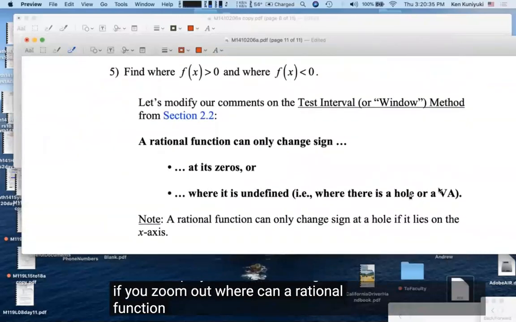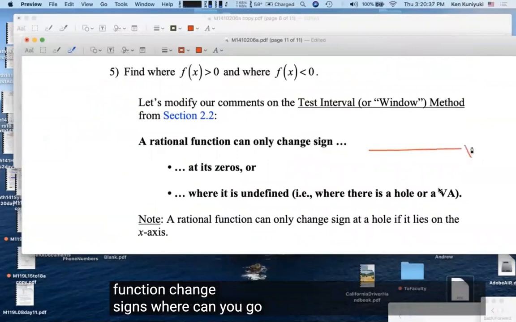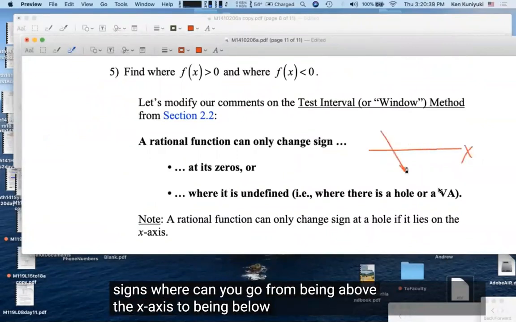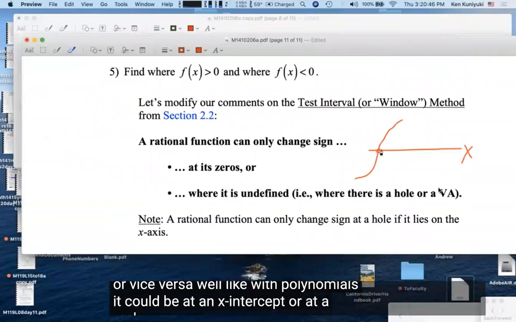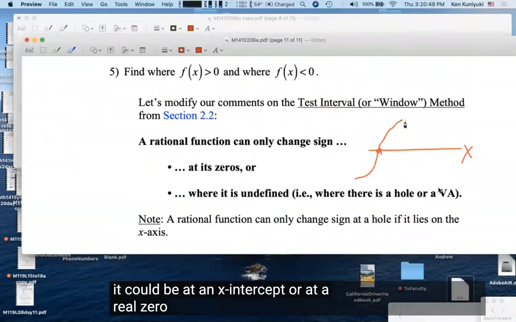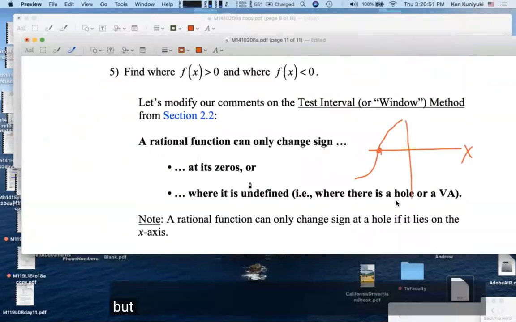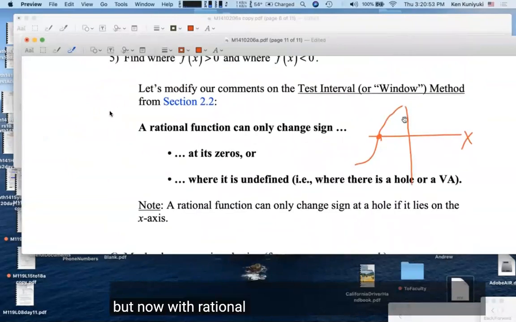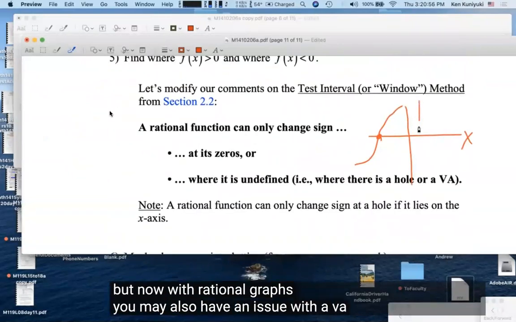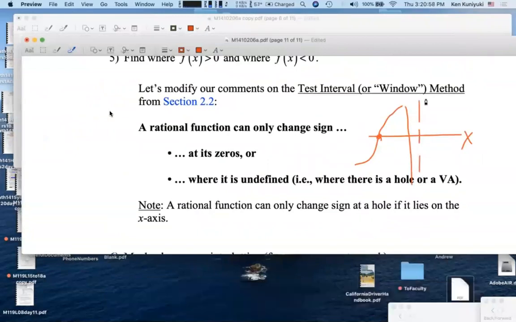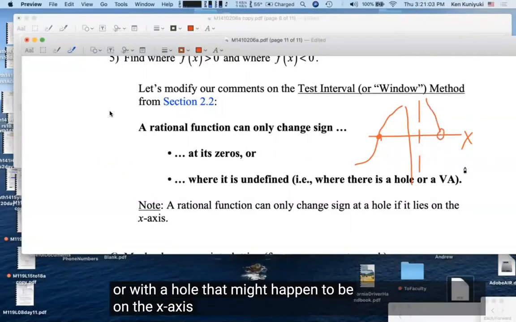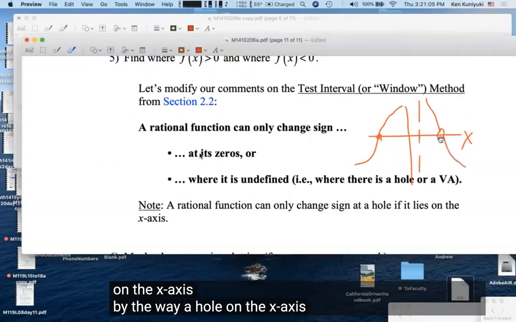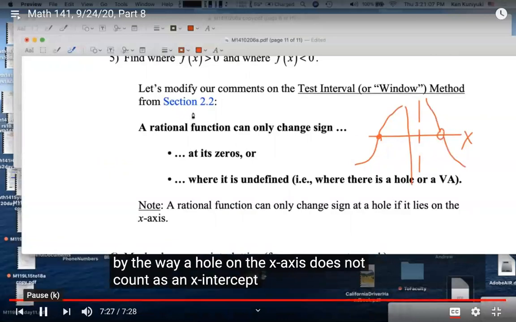Where can a rational function change signs? Where can you go from being above the x-axis to being below, or vice versa? Well, like with polynomials, it could be at an x-intercept or at a real 0. But now with rational graphs, you may also have an issue with a VA or with a hole that might happen to be on the x-axis. By the way, a hole on the x-axis does not count as an x-intercept.